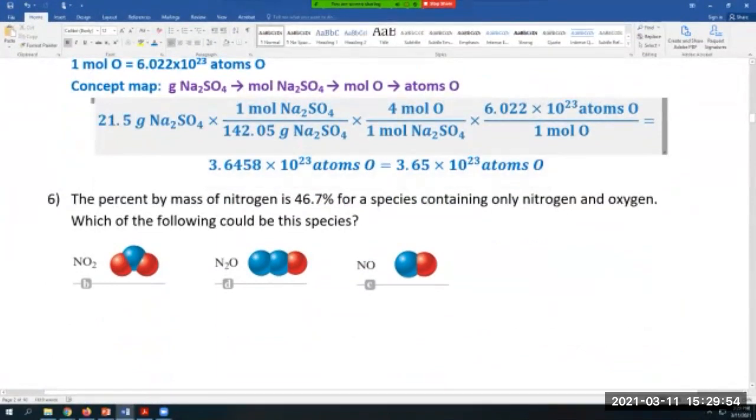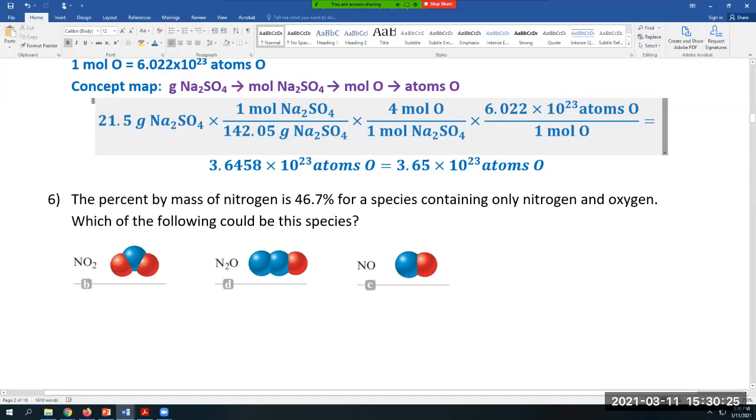So the question is, the percent by mass of nitrogen is 46.7% for a species containing only nitrogen and oxygen. Which of the following could this species be? So we have NO2, N2O, and NO. So three different species that are made of just nitrogen and oxygen.